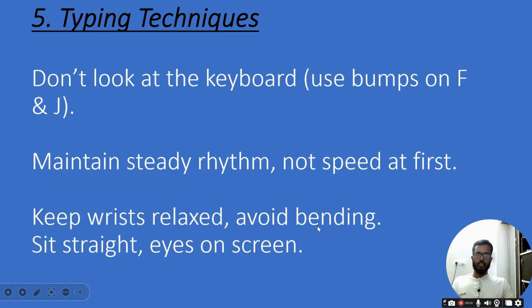So I want to give some tips for typing. Don't look at the keyboard whenever you are typing. Use the bumps, which are like indicators, speed breakers on the keyboard on F and J. Use them to know where your fingers are going and which key it is going to. In the beginning stages, don't try to improve your speed suddenly. What you should do is maintain a steady rhythm, slowly, step by step.